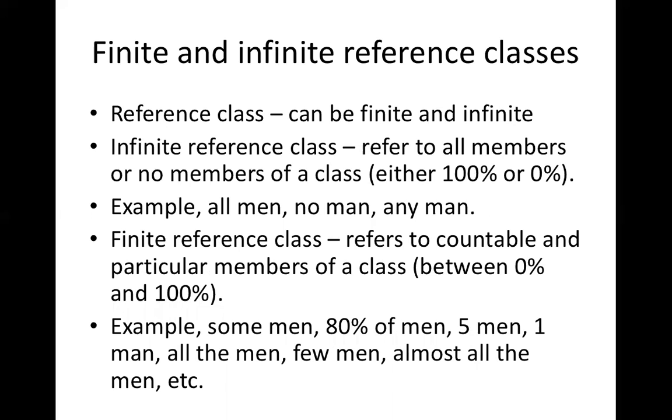Now the infinite reference class refers to uncountable members of a class, all men or no men. But the finite reference class refers to countable or particular members. So between 0 and 100%.